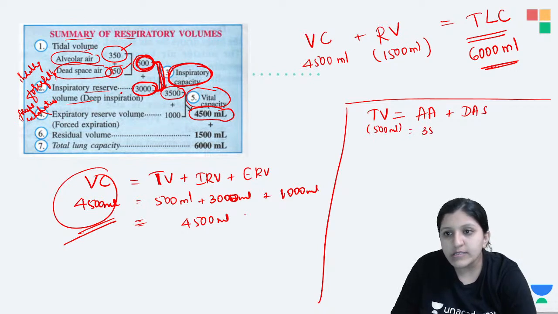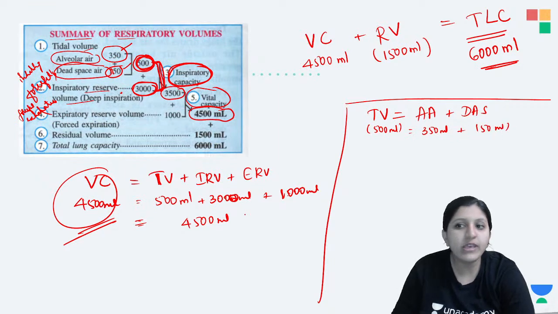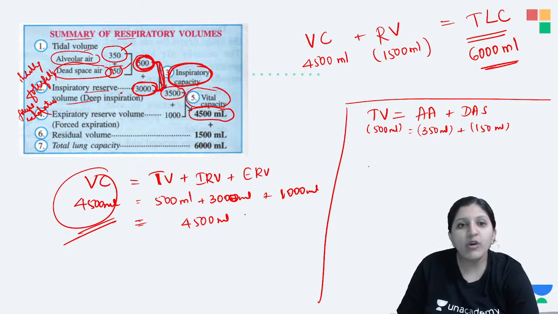So here this is 350 ml, and this one is about 150 ml. Okay, so this is about 150 ml. Now moving on to the next one.